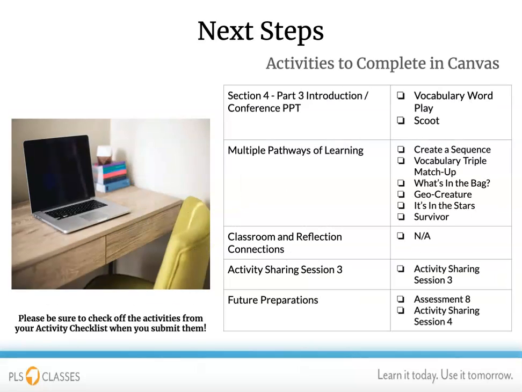Immediately after the conference call, you will go to Canvas Modules Section 4, Part 3, Positioning Activities Practice, where you will reflect on multiple pathways of learning, including participating in 6 activities. The third video focuses on classroom and reflection connections, where you will keep track of games that you are excited to use in your own classroom. The fourth video helps us reflect on activity sharing session 3. Finally, the future preparations video reminds us of upcoming activities we will complete. Let the good times begin.